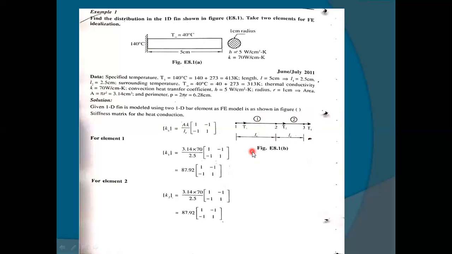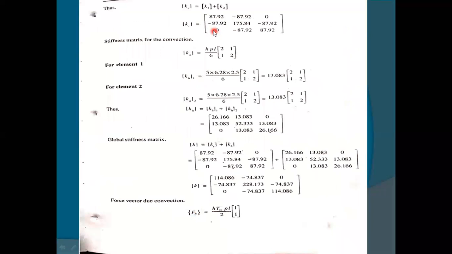Same procedure. First calculate the stiffness matrix for conduction. The formula is KA by L times [1, -1; -1, 1]. First calculate the stiffness matrix for element 1. Here you can give the numbering 1 2, 1 2, or T1 T2, T1 T2. Then calculate the stiffness matrix for element 2. You can give T2 T3, T2 T3, or 2 3, 2 3. That is your wish. Now we have K1 and K2. Then we add K1 plus K2 over T1, T2, T3 and we get the total K matrix. Now this is the stiffness matrix based upon conduction.